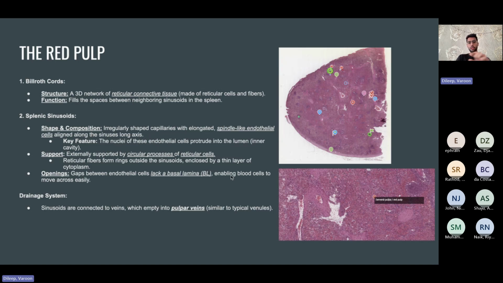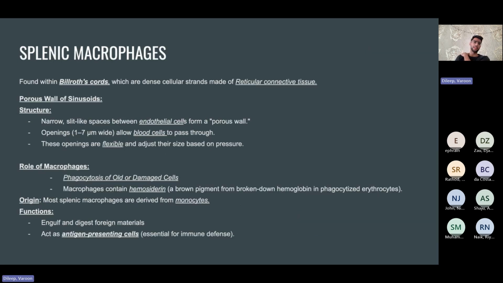So this will allow the blood cells to move through. And once the blood moves through the venous sinusoids, it empties into the pulpar veins, same as the venules. When we talk about the splenic macrophages, as I said about the structure of the sinusoids, these are made up of endothelial cells with a porous wall, and they allow the blood cells to pass through. And these openings are flexible, based on the pressure.